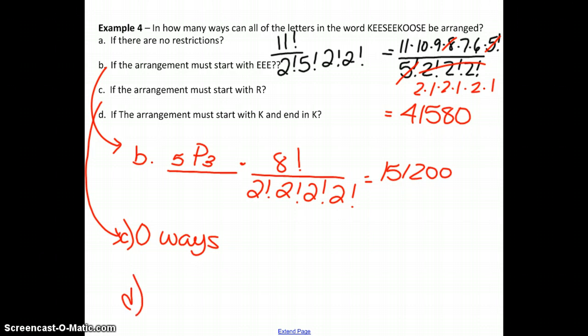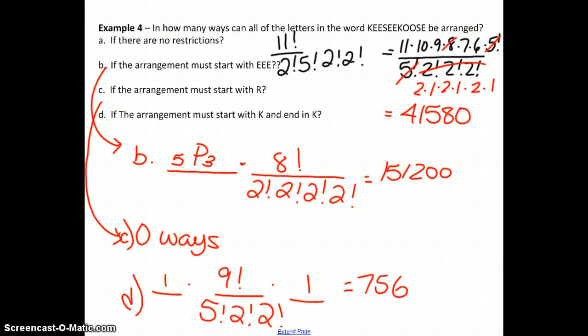And part D, if the arrangement must start with a K and end in a K. So that means it starts with a K. How many options are there for that? 1 on each end, because it actually doesn't matter which K goes where. And then in the middle, there are 9 factorial ways, or 9 left, divided by what? 4 factorial, 5 factorial, 2 factorial. Good. And no other 2 because we've already used our K's. So the K's are gone. So multiply all these together, and you should end up with 756 possible ways if it's repeating.